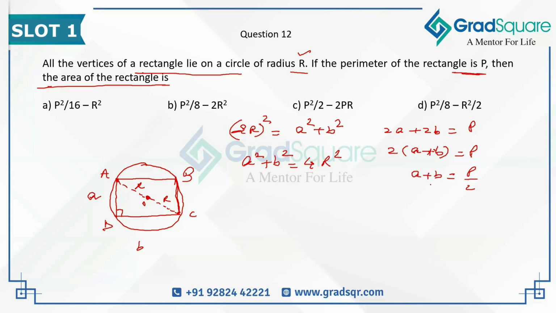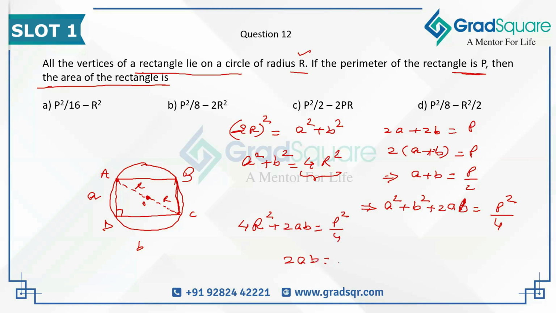Now, if you square A plus B over here, what are we going to get? We are going to get A square plus B square plus 2AB, and that will be equal to P square by 4. We know the value of A square plus B square, which is 4R square. So I'm going to replace that in this equation and say 4R square plus 2AB will turn out to be equal to P square by 4. That means my 2AB must be equal to P square by 4 minus 4R square.